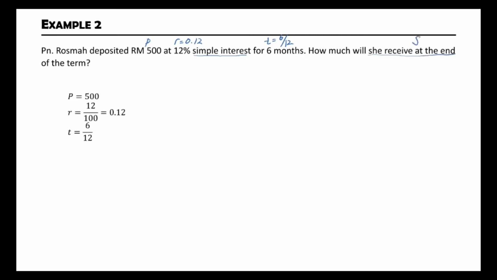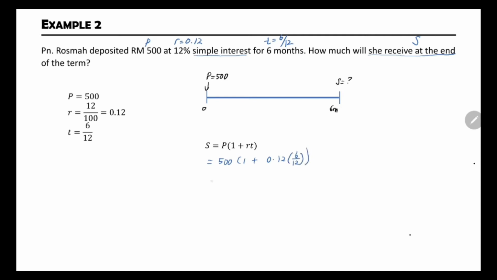It means the total sum. Draw a timeline. So, Puan Rosmah deposits RM500, principal equal to 500 in the beginning. Duration is 6 months. She wants to know how much she will receive, so she is looking for the sum. And the sum is given by S equal to P(1 plus RT). P is 500, R is 0.12, T is 6 over 12. And this will give us 530 ringgit. Therefore, Puan Rosmah will receive RM530 at the end of term.